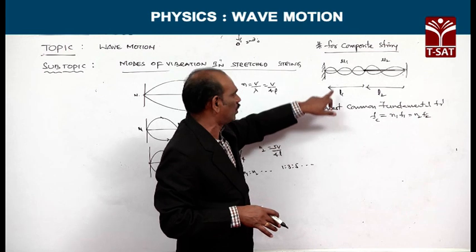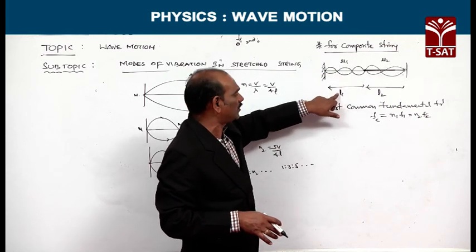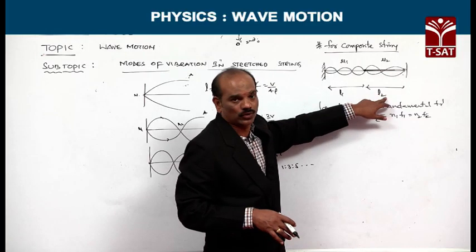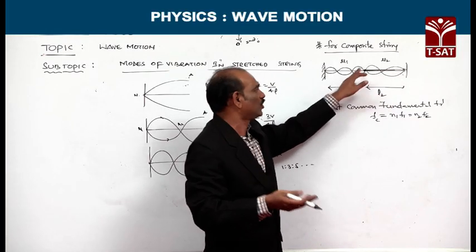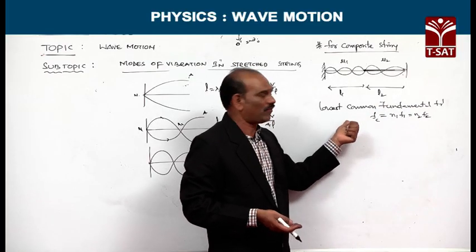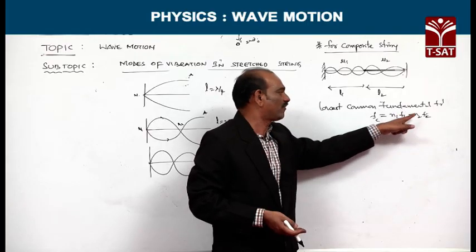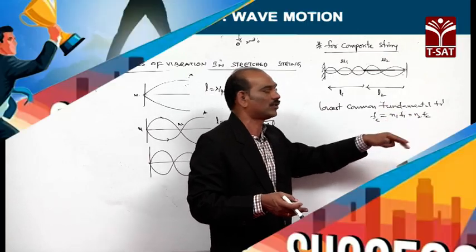In this case, if it is a node, from here to here, this is one string of length L1, and the second string of length L2, whose linear masses are mu1, mu2. In this case, the lowest common fundamental frequency, a very important formula, Fc is equal to N1 F1 is equal to N2 F2, where N1, N2 are the number of loops and F1, F2 their frequencies.